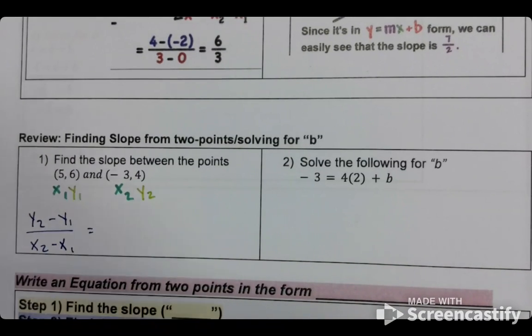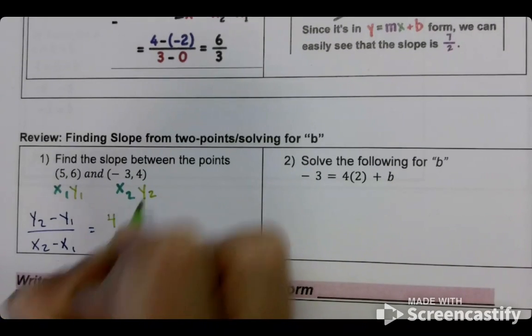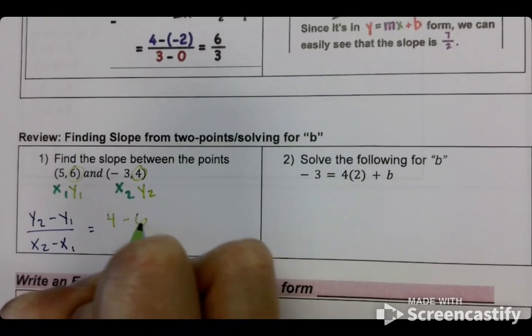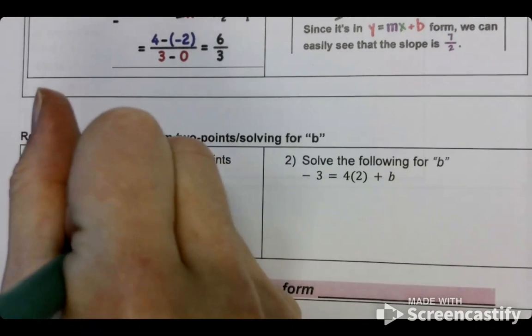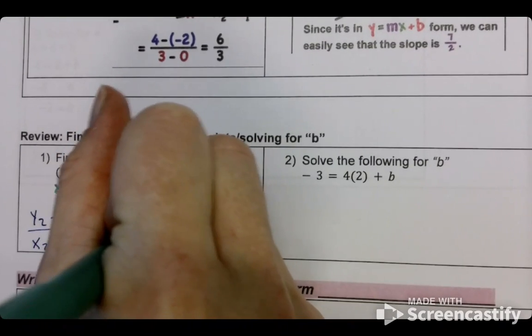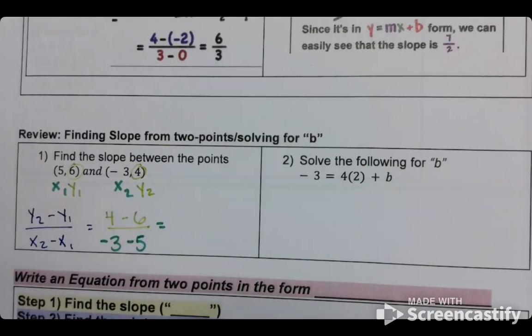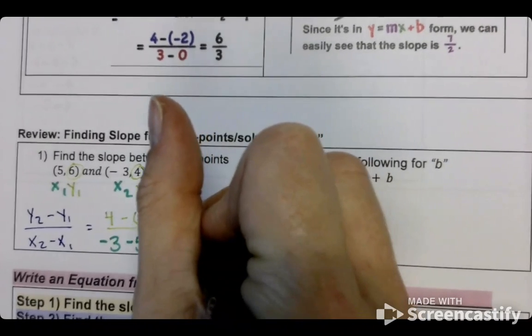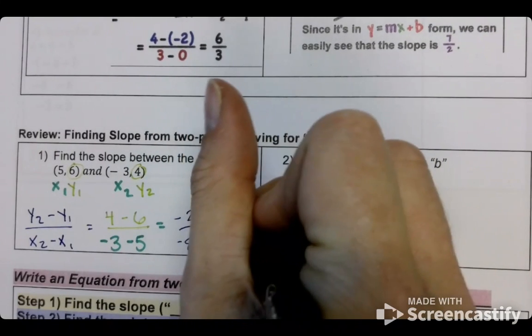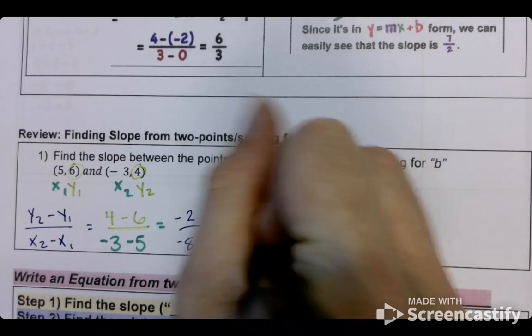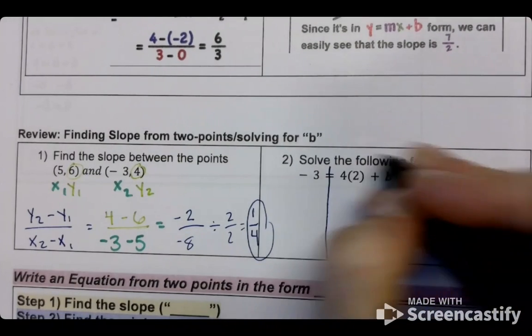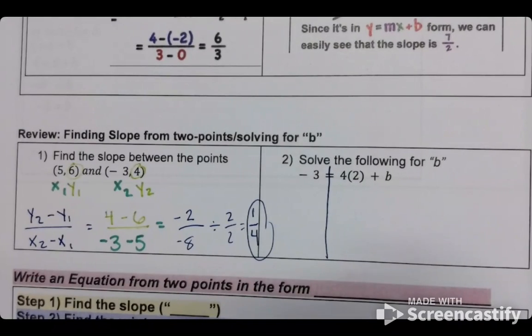So again, we have our y's, which is 4 in for y2, and then 6 in for y1. And then in the bottom, we have -3 in for x2 and 5 in for x1. And then we're literally just going to solve that, right? 4 minus 6, we would get -2. -3 minus 5, we'd get -8. Divide both of those by 2, and we get 1 over 4 because these are both negative, making that a positive. All right? You have been solving for variables, so I want you to try and solve that for b.